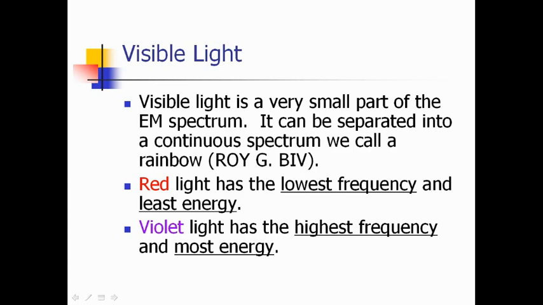We start talking about visible light, light that we see, and it's a very small part of the electromagnetic spectrum, and it can be separated into a continuous spectrum of light, which we call the rainbow. Everybody's heard Roy G. Biv before, right? Red, orange, yellow, green, blue, indigo, and violet. And basically what you need to know about that color spectrum is that red light has the lowest frequency and the least amount of energy. And we go all the way to the other end with violet light, and it has the highest frequency and the most energy of all those. Now, as we're going from red to violet, we're obviously increasing in frequency and we're increasing in energy.